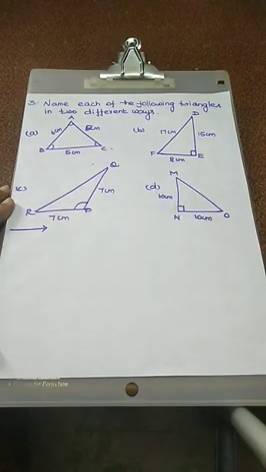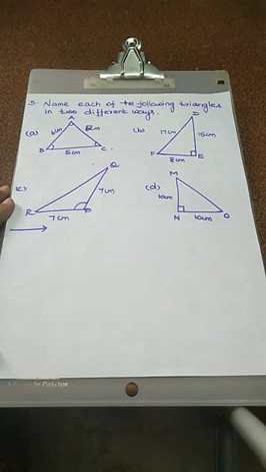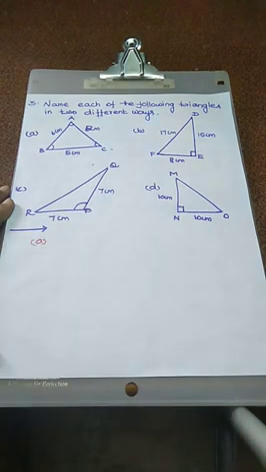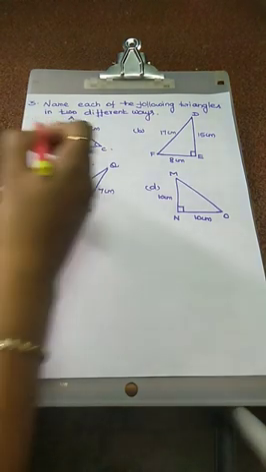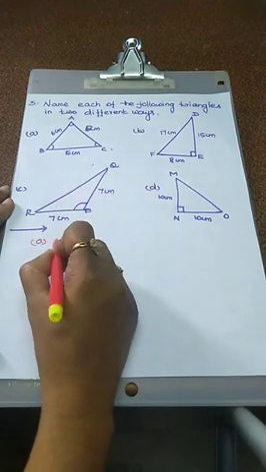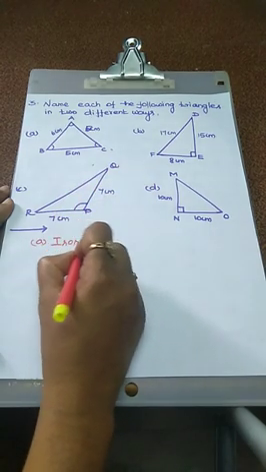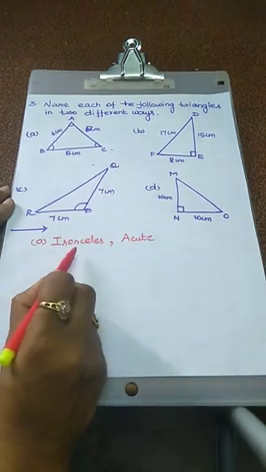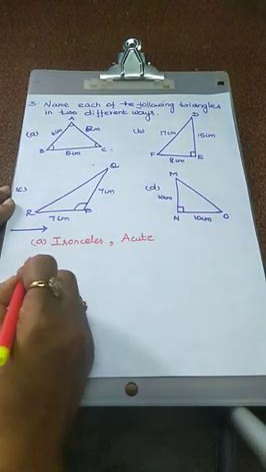Third problem, name each of the following triangles in two different ways. Two different ways means based on sides and based on angles. You just look at the first subdivision, triangle ABC, AB 6 cm, AC 5 cm, BC 5 cm. So this is actually two sides equal. Now automatically we can say that is an isosceles triangle. Based on angles, all the three angles are acute. So easily the first answer is isosceles triangle, and the other one is acute angled triangle. Based on sides, based on angles.